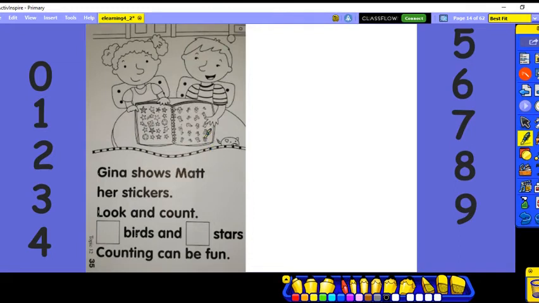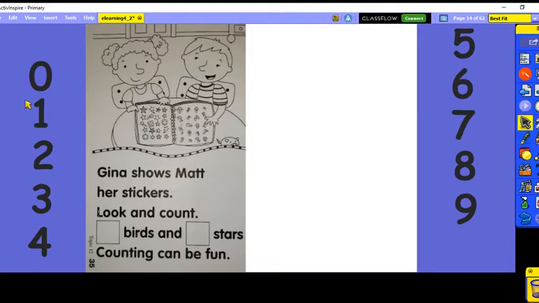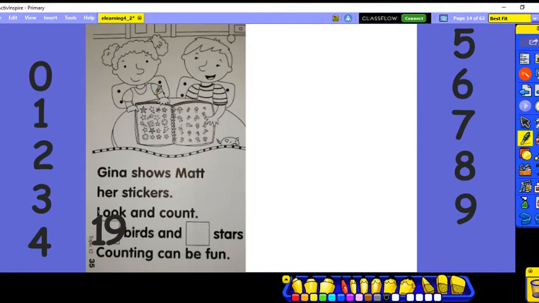Matt's bird stickers first. 1, 2, 3, 4, 5, 6, 7, 8, 9, 10, 11, 12, 13, 14, 15, 16, 17, 18, 19. Okay, let's see. How do we make the number 19? 19 is a 1 with a 9. 19 birds. Now let's count our stars.